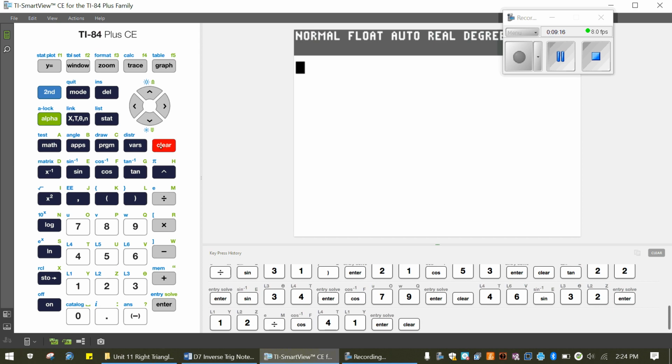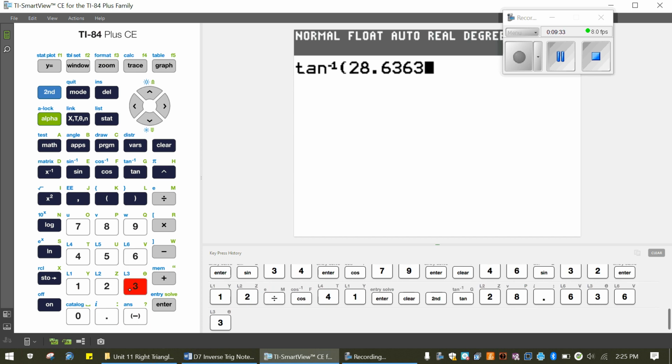So the first one was the inverse tangent. So hit your second or your shift key, tangent. Make sure you've got that little -1 after your tangent. And then you're going to type in 28.6363. So this is part A. Rounded to the nearest tenth, so 1 decimal place, would still be 88.